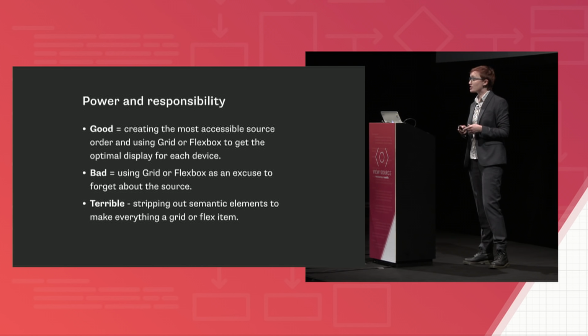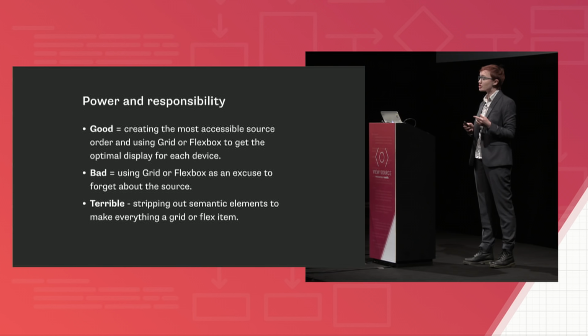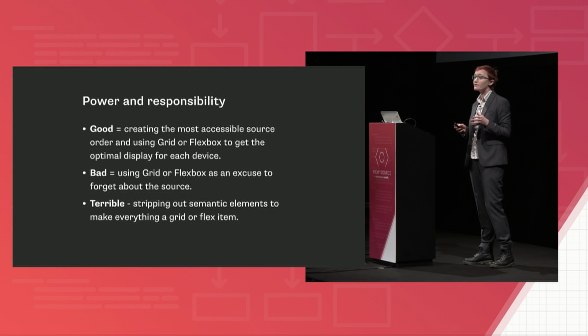I think there's a real danger, however, that the reordering capability will encourage people to simply forget about source order, or even worse. Because elements only become flex or grid items if they are a direct child of the flex or grid container, will there be a temptation for authoring tools or developers themselves to start to strip semantic markup, flattening out the source to make everything a child of the grid?